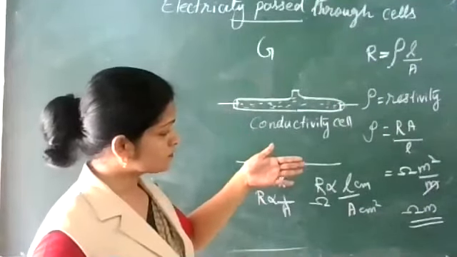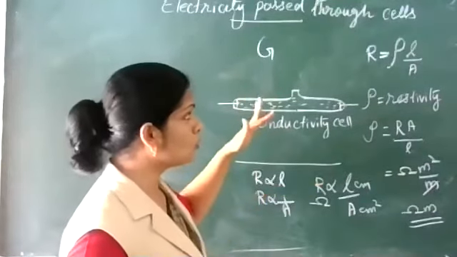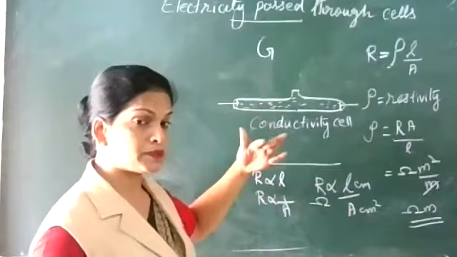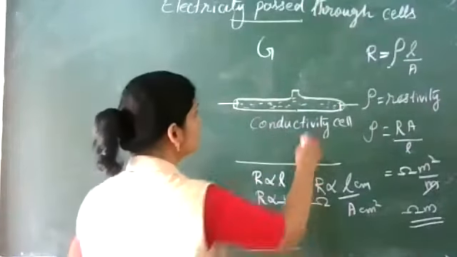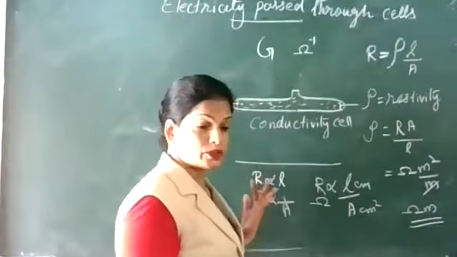Resistance is R, its unit is ohm. Conductance is the opposite, its unit is mho, or ohm inverse, that is also conductance.